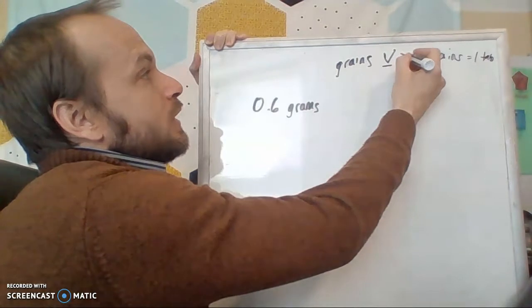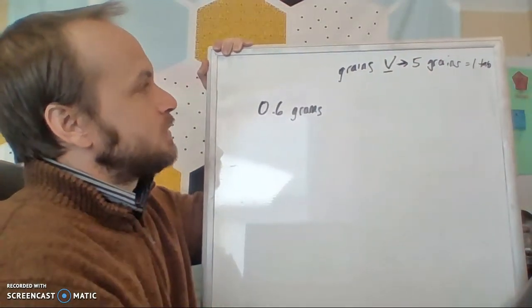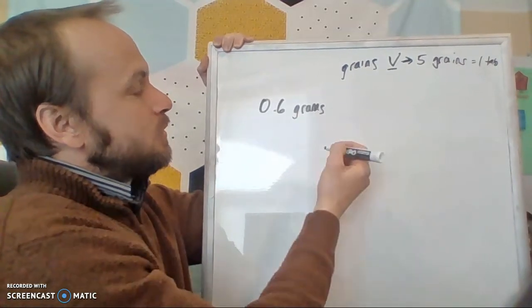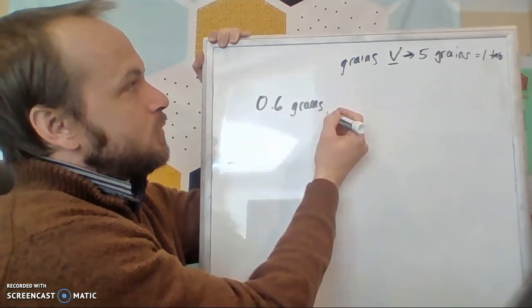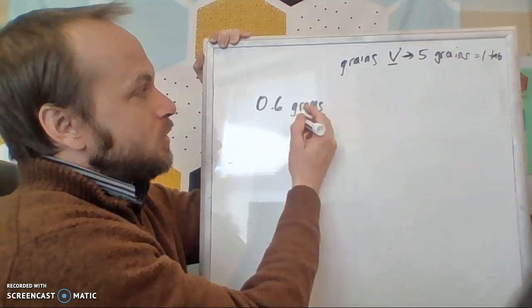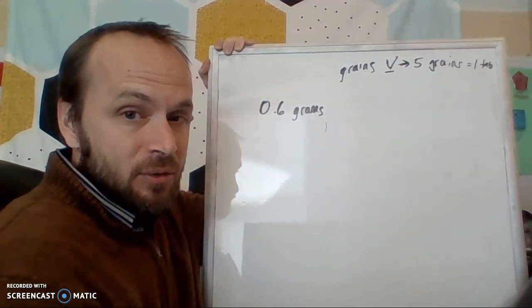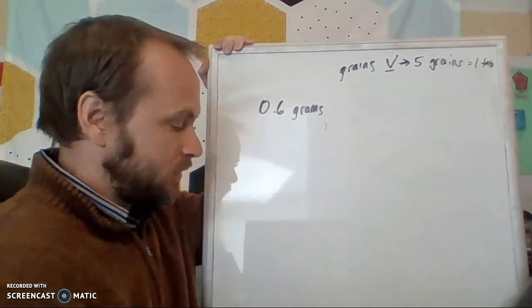All right. So now the question becomes, how do we get to how much we're supposed to give the person? Now, if you were doing the dosage formula, you just put this over 5 grains, but that doesn't work because we have grams and grains. We have to have the same unit. So in order to get this one to work, we're going to use dimensional analysis.